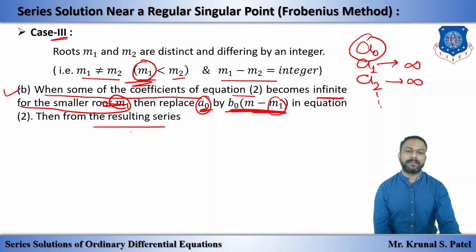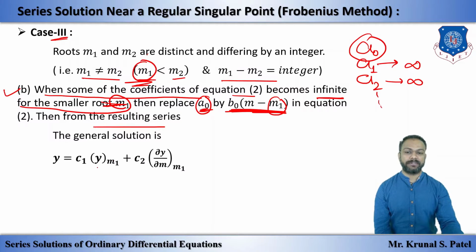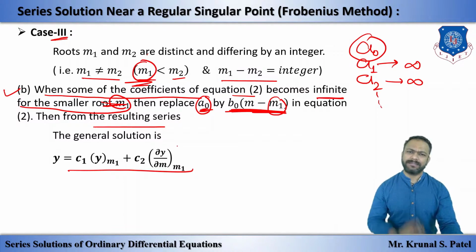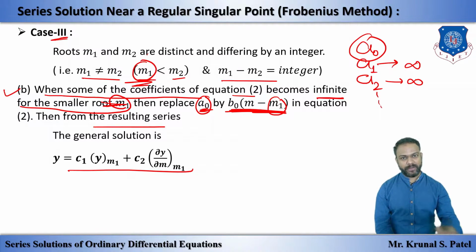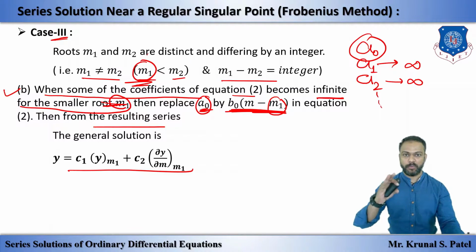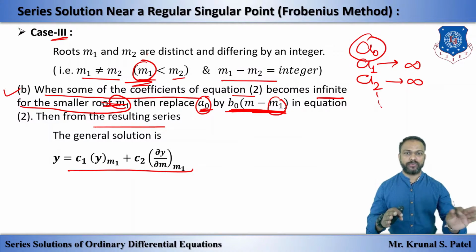Okay, and we have the general solution given by this. Same as I told, if you solve case number 2, you will understand case number 3 better. But you have to remember both conditions. If some of the roots become indeterminate, then we have to treat that coefficient as an arbitrary constant, and we will use only the smaller root. No need to find it for the larger root.